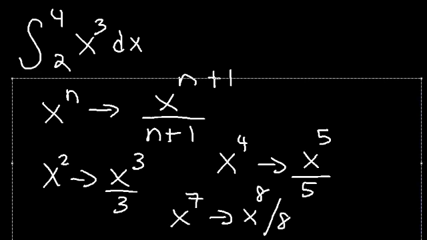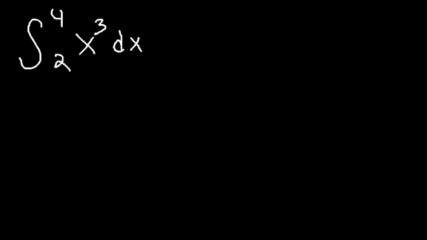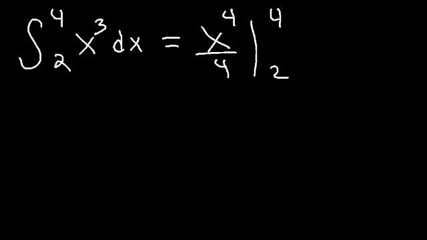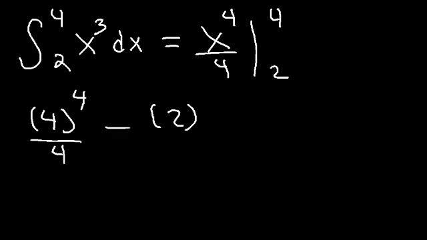So therefore, if we wish to find the antiderivative of x cubed, it's going to be x to the fourth divided by 4, but evaluated from 2 to 4. So we need to plug in the top number first, and then the number on the bottom. So let's plug in 4. It's going to be 4 to the fourth divided by 4 minus 2 to the fourth divided by 4.